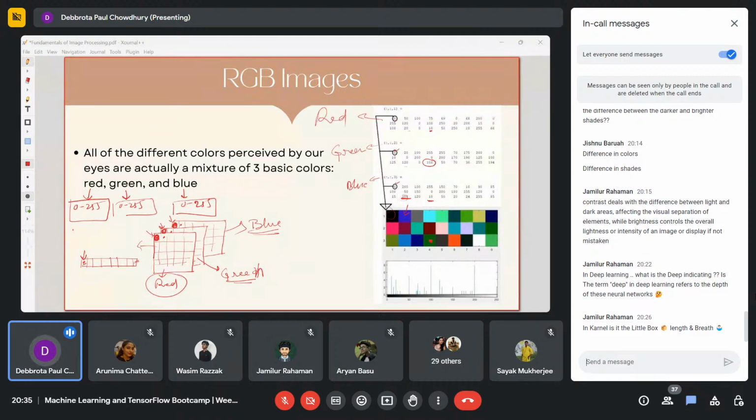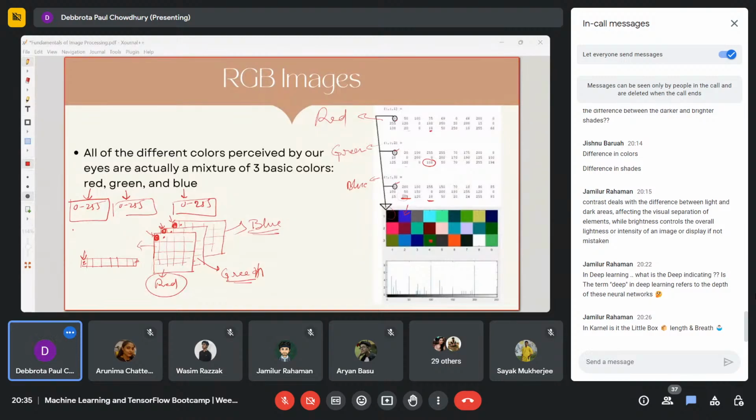Deep learning. Okay, regarding deep learning, that thing is already done. Now contrast deals with the difference between the light and darker. Okay, that thing is done. In deep learning, what is deep indicating? Okay, Jamilur, so you already know about deep learning. Have you started deep learning? Any idea?